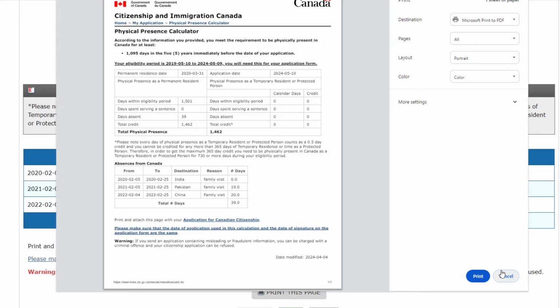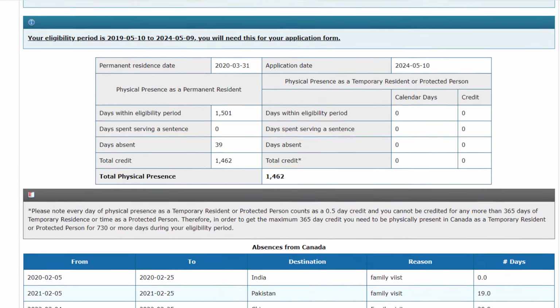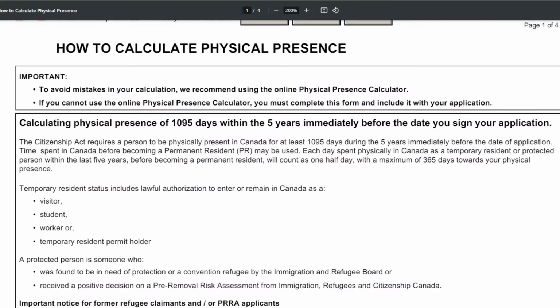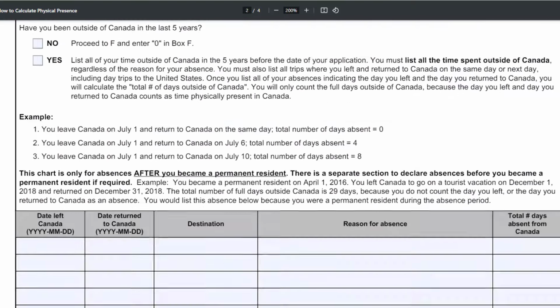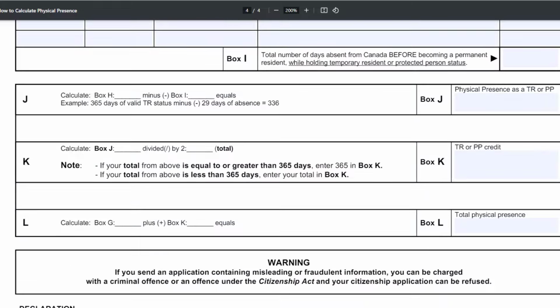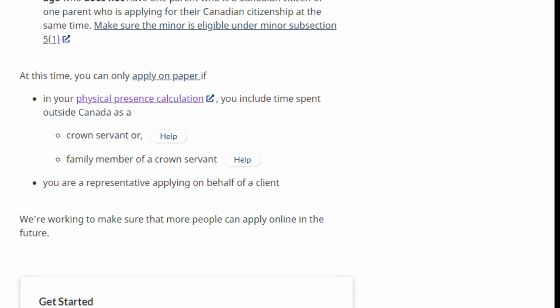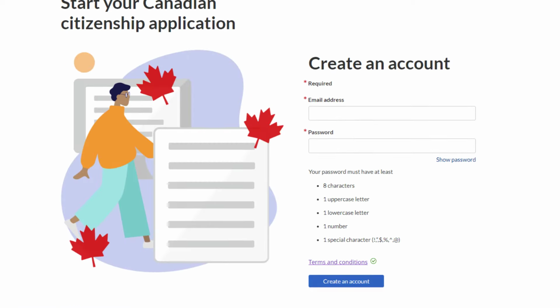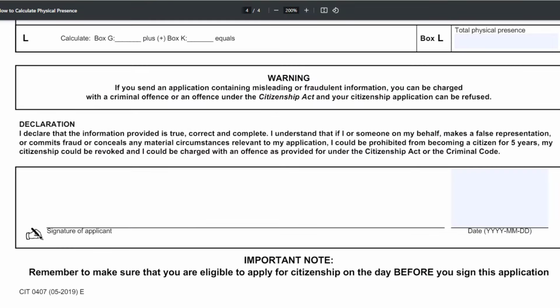If you do not meet the physical presence requirement, you're not eligible to apply for citizenship. The calculator will give you a date when you should be eligible to apply, assuming nothing changes and you remain in Canada. When you are eligible to apply, redo the calculation before sending the application. To save the calculation, you need to register with an email address before submitting. Make sure that the following dates are all the same: the date of application used in this calculation, the date of signature on this physical presence calculation printed out, and the date of signature on the form for application for Canadian citizenship.